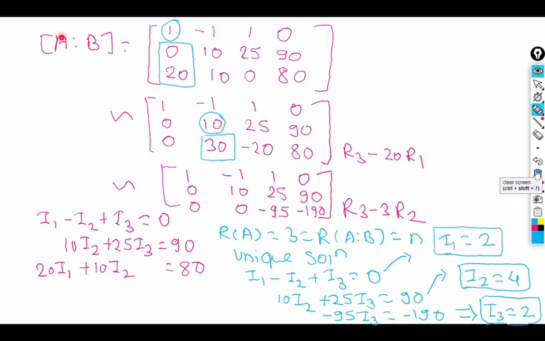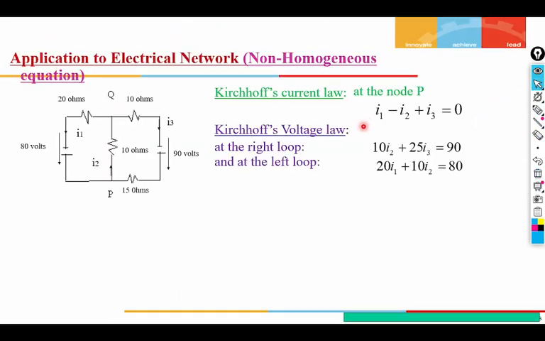So this is the way we can apply KCL and KVL. We can create the system of equations first. Once we get that system of equations, we can solve it by row echelon form, and we can get the values of current. So that was our first application, the application of system of equations, in particular non-homogeneous equations, to the electrical circuit.